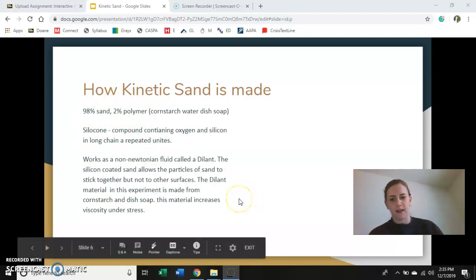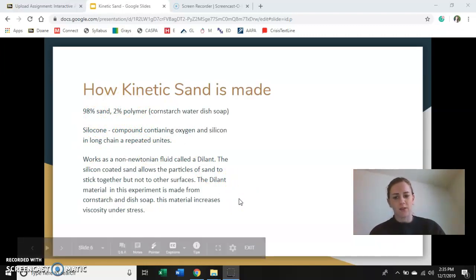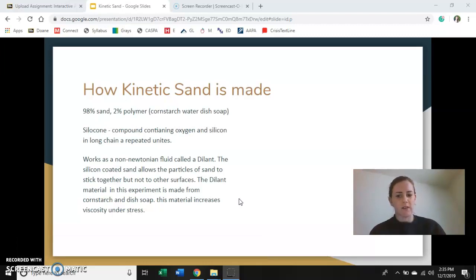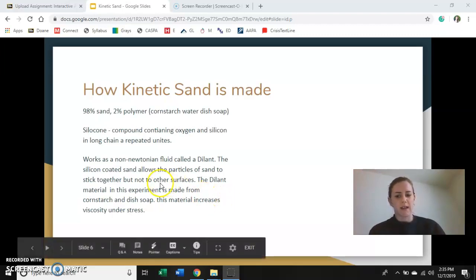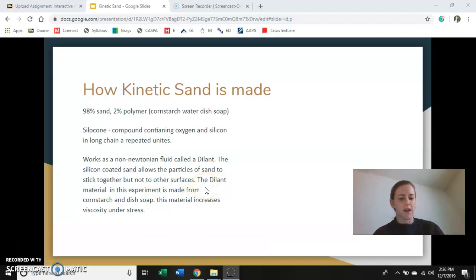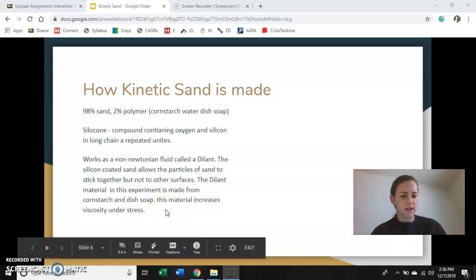Kinetic sand works as a non-Newtonian fluid called dilatant, and the silicone-coated sand allows the particles to stick together but not to other surfaces. So the dilatant material in this experiment would have been the cornstarch and the dish soap, as it increases the viscosity of the sand under stress.